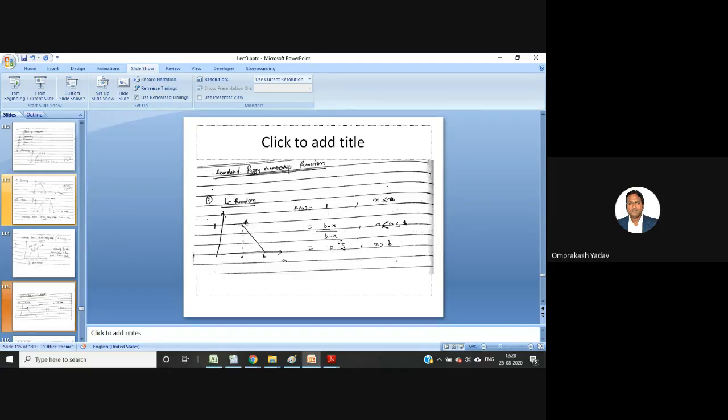So this is the second part. And after b, the value is 0. So when x is greater than b, the value is 0. So we have drawn the graph, and then we have written the equation. So this is the first function, that is the L function.